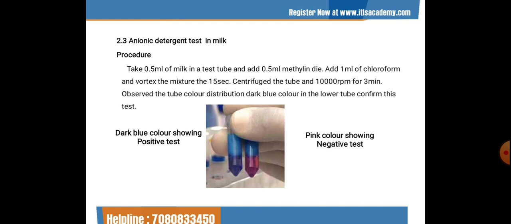Observe the tube color distribution. Dark blue color in the lower layer confirms the test. Here the two Eppendorf tubes are shown, which show the anionic detergent test in milk. After the centrifugation, in one of the tubes we got the dark blue color showing the positive test for the presence of detergent in the milk, and the pink color shows the negative test for detergent in the milk.